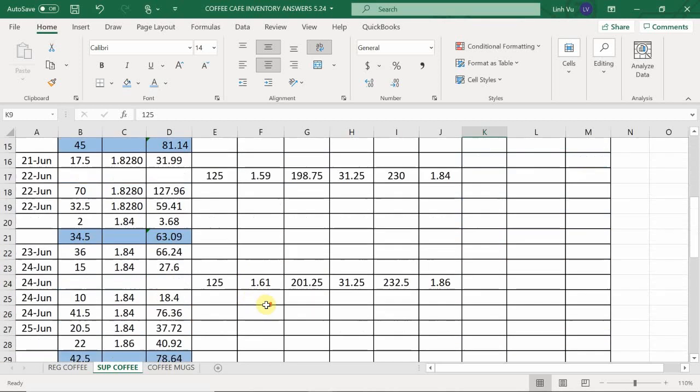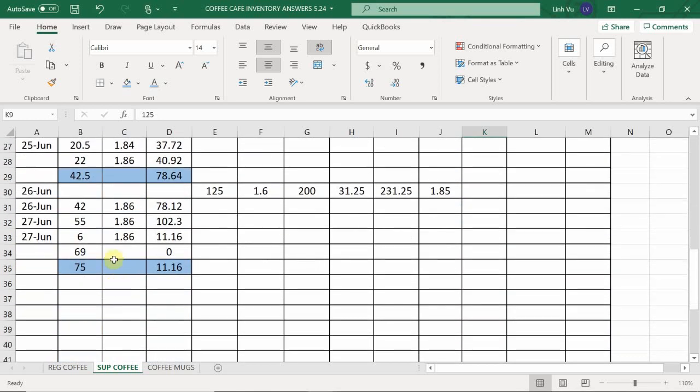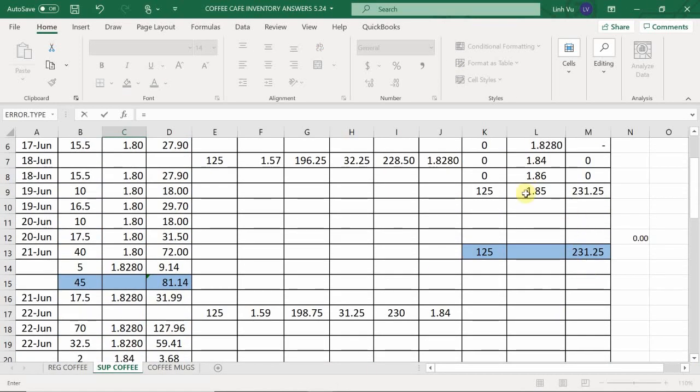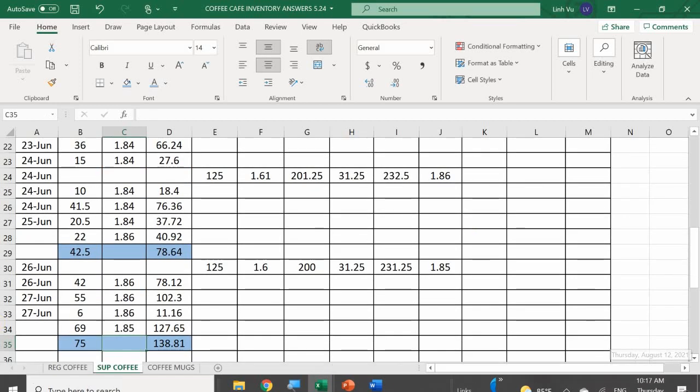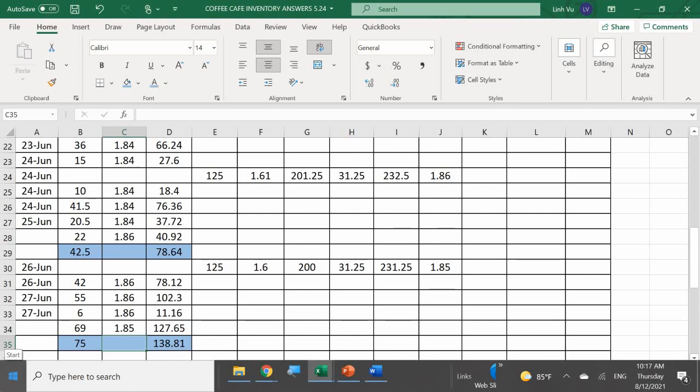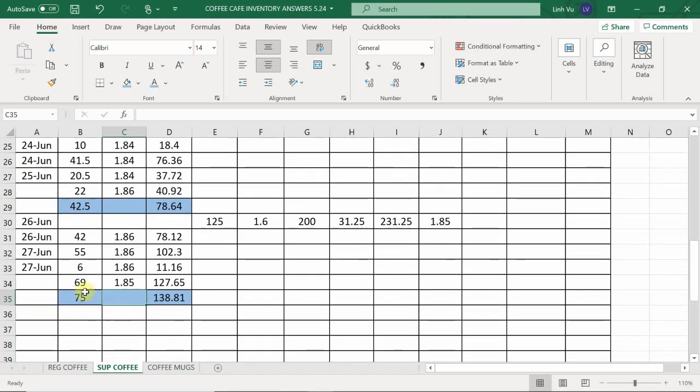Okay, so here I'm going to go ahead and reference that it's going to cost me $1.85, okay, which then will automatically calculate for me $127.65 for selling 69 pounds. So therefore, in grand total of selling 75 pounds is going to get me to a total of $138.81. Okay. So 127.65 is what I sold for the 69 pounds.